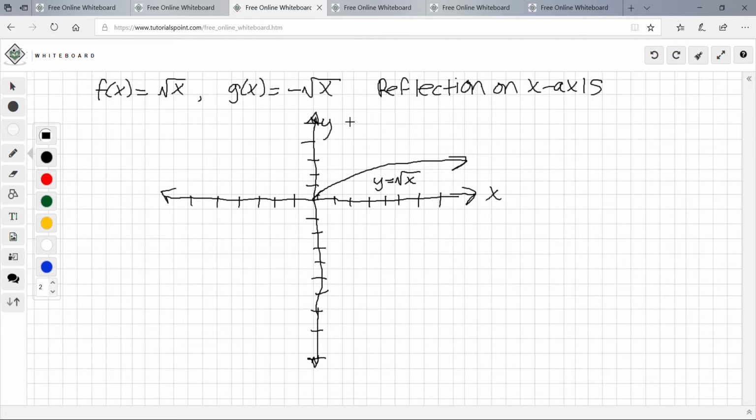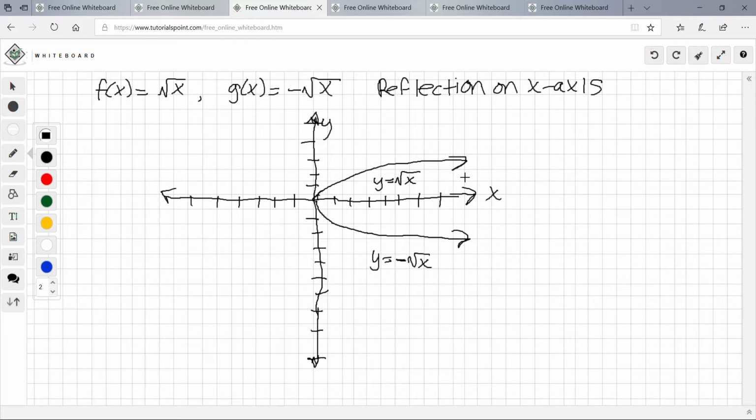When we say it's a reflection on the x-axis, it's this, but flipped on the x-axis. So it's going to look something like this. So this is your typical negative square root of x graph. Okay, so here's the x-axis and it's flipped.